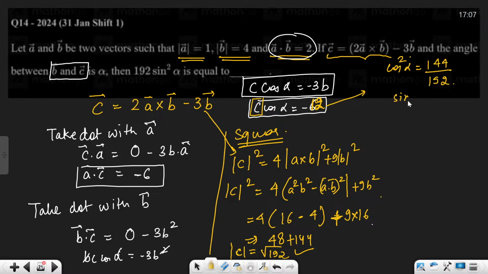So sine square alpha will be what? 48 by 192. So 48 is the correct answer. Yes, Gina, absolutely. Okay.